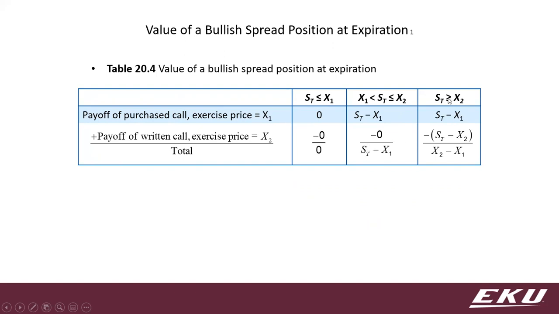If it's above the second one, I still get that one that I own, but I also write a call at this second strike price, which is going to cap where my gains will end up being. And so I end up getting X2 minus X1, which are both the like $40 and $35. So I'll lock in this $5 profit or $5 payout on those.